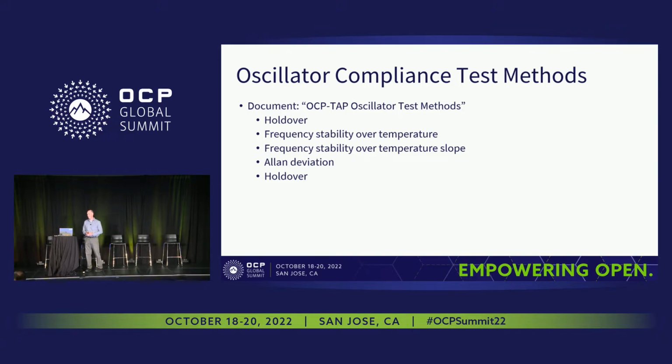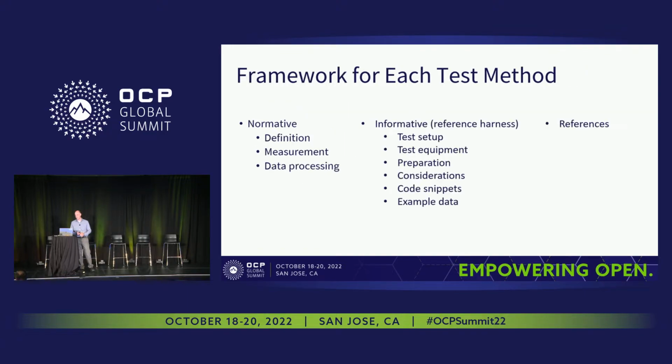We've expanded that document to include frequency stability over temperature, which is a fairly straightforward measurement that people use, but it often can get confusing how to do the measurement. So frequency stability over temperature, and then if you take the derivative of that, frequency stability over temperature slope, and then we have Allan deviation, which is a measure of random variation of the oscillator, and then holdover. So those are the 5 measurements that we're going to quantify test methods for.